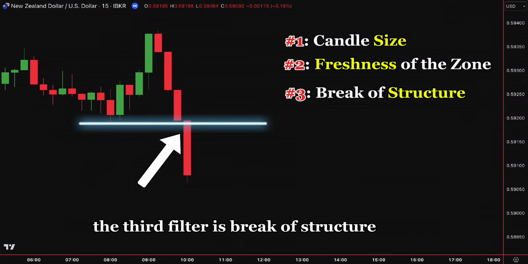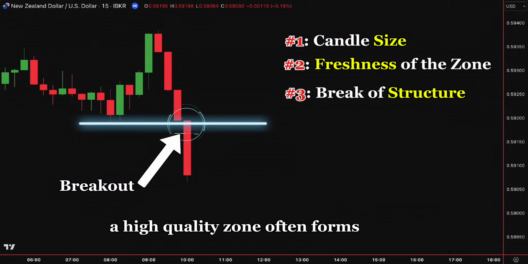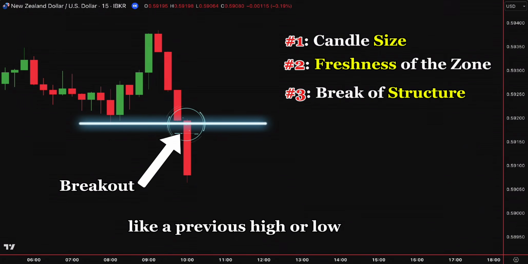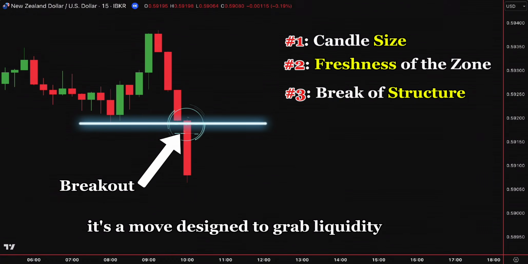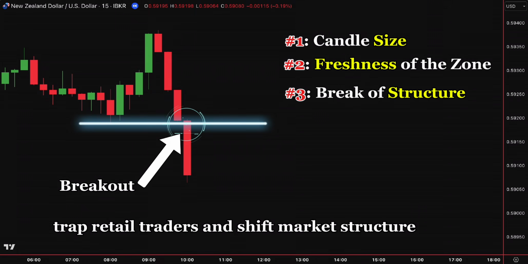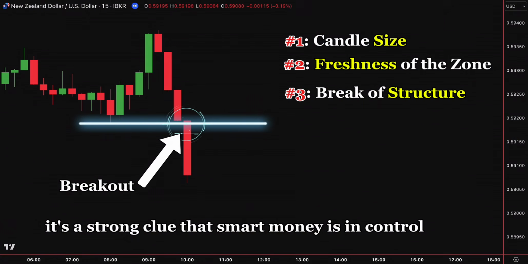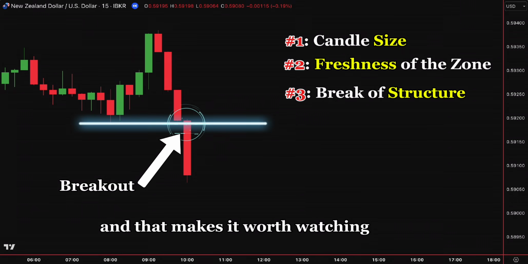The third filter is break of structure. A high-quality zone often forms after price breaks through a significant level, like a previous high or low. That breakout, it's not random. It's a move designed to grab liquidity, trap retail traders, and shift market structure. When a zone is created after such a breakout, it's a strong clue that smart money is in control, and that makes it worth watching.